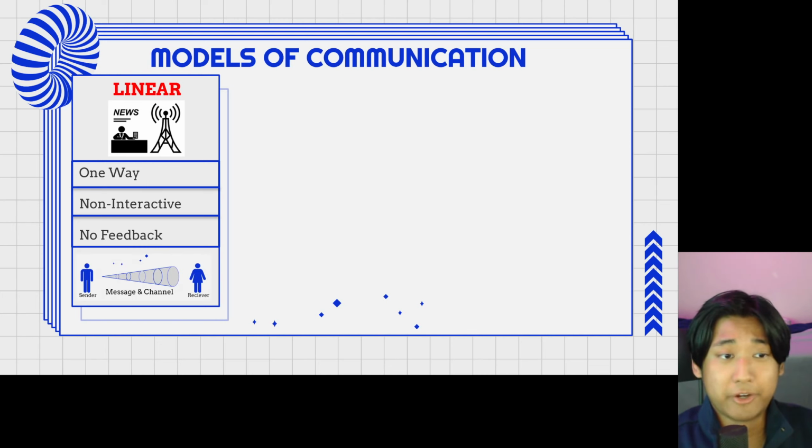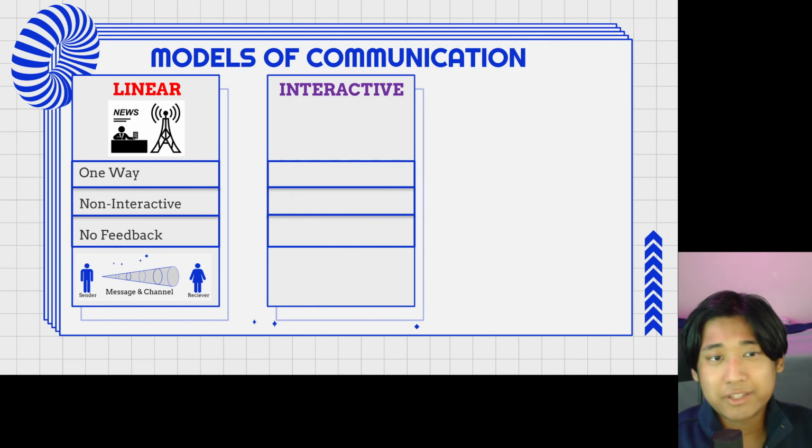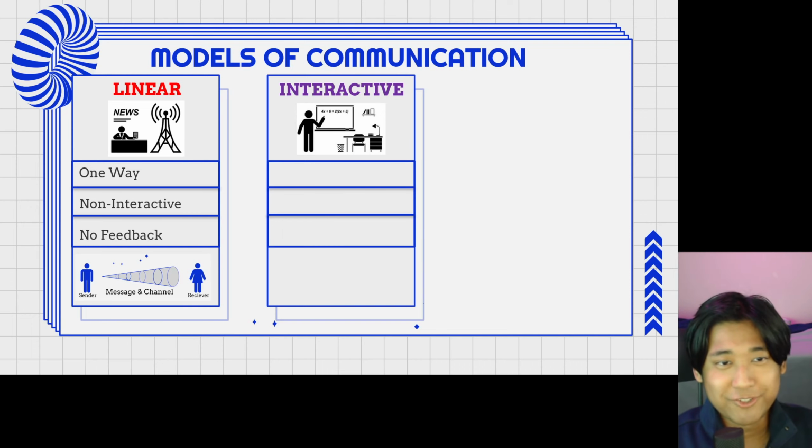So we can look at this model of communication. We have the sender, the news broadcaster, sending a message through a channel, and we have the receiver, which is you, the audience. So now that we looked at the linear model, let's look at the second one, the interactive model. In this example, we'll use a college professor teaching a group of college students, in person of course.